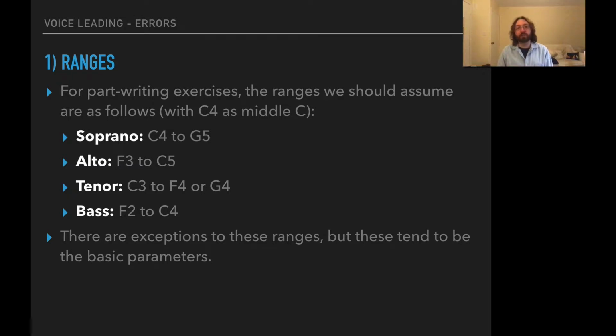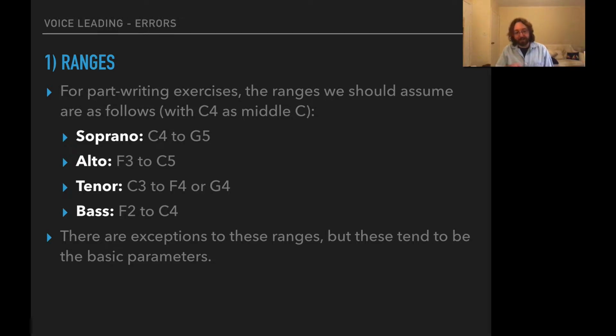For the part writing exercises we'll be doing, the ranges we should assume are as follows, assuming that C4 is middle C. The soprano goes middle C, C4 up to G5, so about an octave and a half. The alto is also an octave and a half, and we can, for these purposes, go from F3 to C5. Depending on the altos you have, some of them like to go higher, some of them don't like to go so low. Tenors for right now, we'll say go from C3, the C below middle C, to F or G4. And basses will go down to F2 or C4.